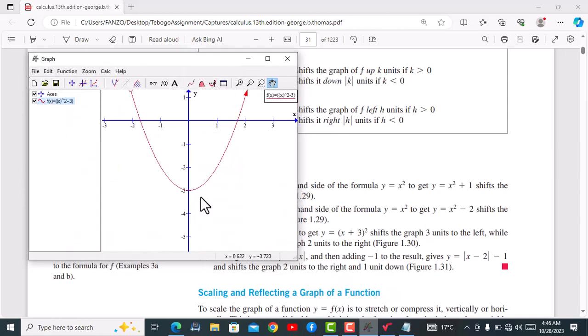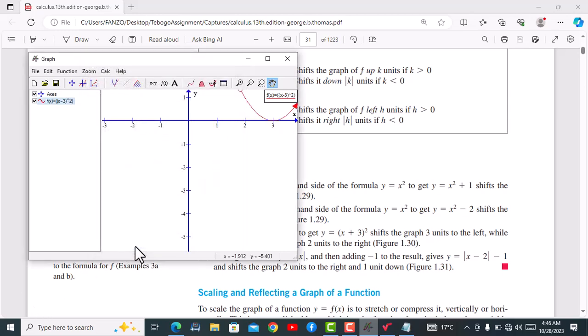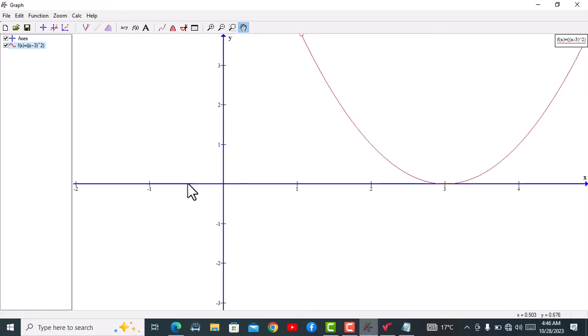Remember, we are not taking the graph upwards or downwards, we are taking the graph left or right. So it didn't work. This is not the right way of doing this. So I have my x squared, there it is. What I need to do is come in here and say minus 3. Let's check if it will work.